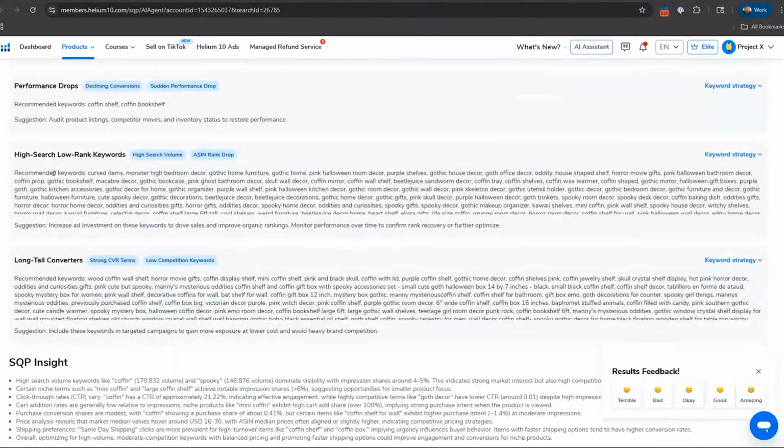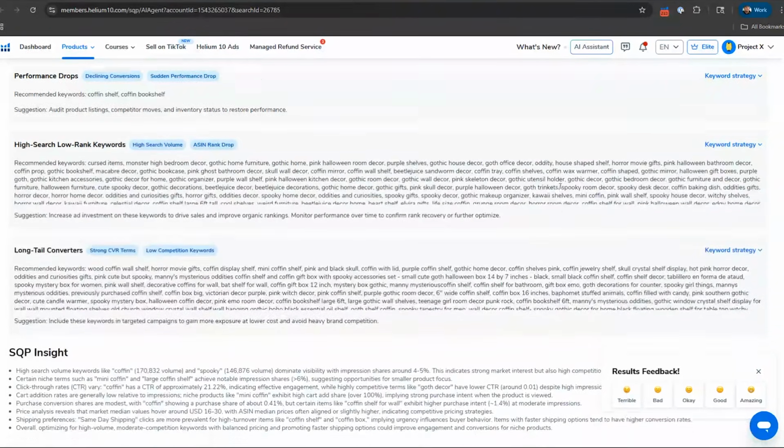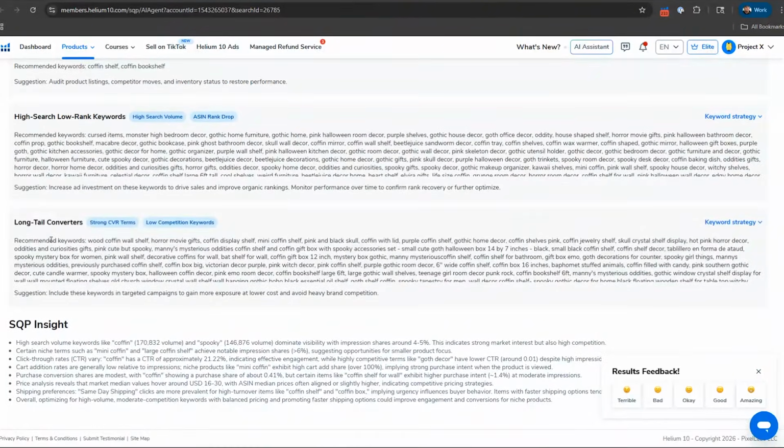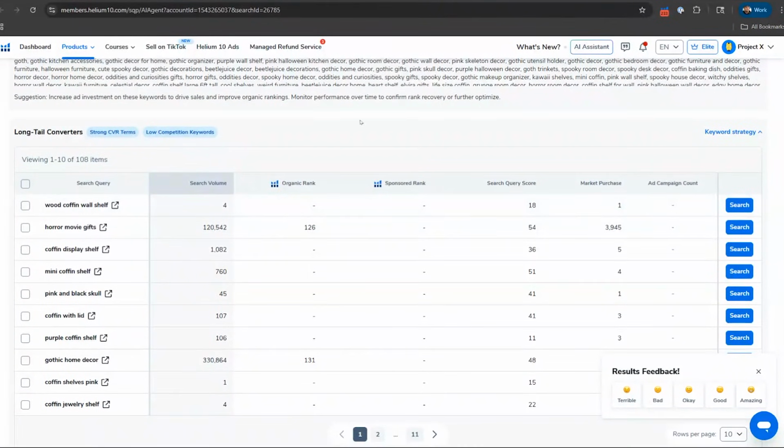That's interesting. High search, low rank keywords. This means, hey, these are a lot of high search volume, but my rank is not doing very good on it. And so there's tons of keywords here like pink Halloween room decor, oddities, goth office decor, etc. Long tail converters. All right. These are low competition keywords that I have good conversion rate on. And this gives me a complete list of those.